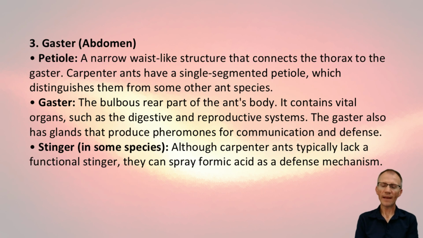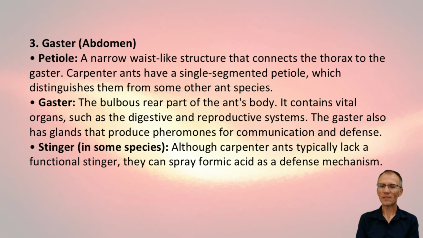Let's talk about the gaster, also known as the abdomen. Petiole, a narrow waist-like structure that connects the thorax to the gaster. Carpenter ants have a single segmented petiole, which distinguishes them from some other ant species. Gaster, the bulbous rear part of the ant's body. It contains vital organs, such as the digestive and reproductive systems. The gaster also has glands that produce pheromones for communication and defense.